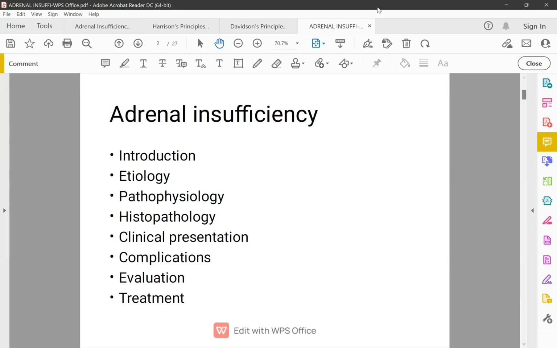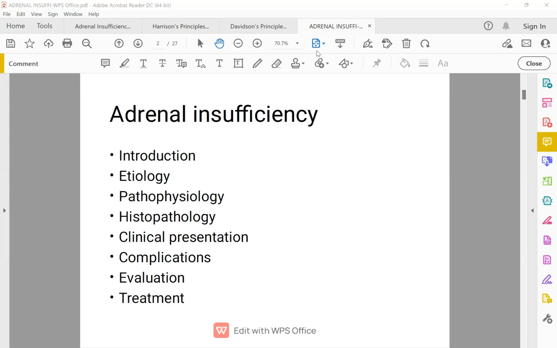And we discuss under the headings of introduction, etiology, pathophysiology, histology, clinical presentation, complications, evaluation, and treatment of adrenal insufficiency.